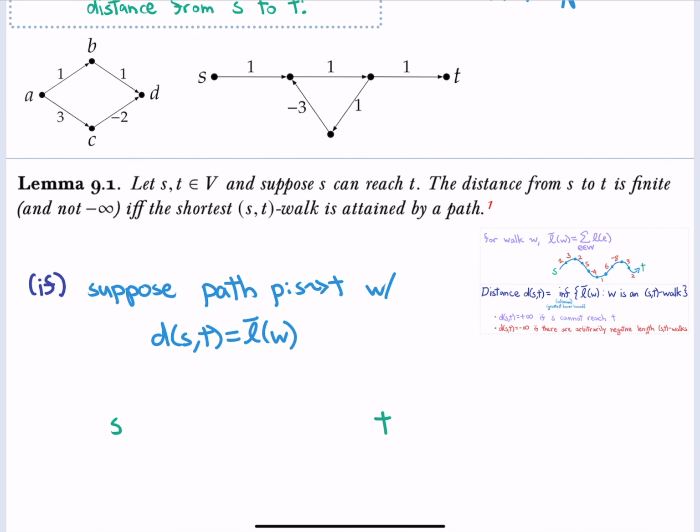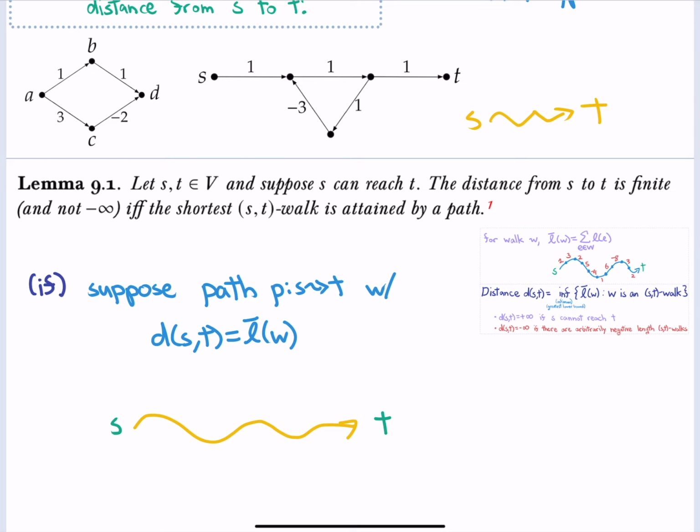All right, let's just start with the claim. Suppose I have 2 vertices, S and T, and S can somehow reach T. So I'm not worried about the case where the distance is positive infinity. I'm trying to understand when the distance is finite and when it's infinite. The claim is that the distance from S to T is finite, something not negative infinity, if and only if the shortest walk from S to T is a path. In other words, there's a path from S to T that attains that finite value.